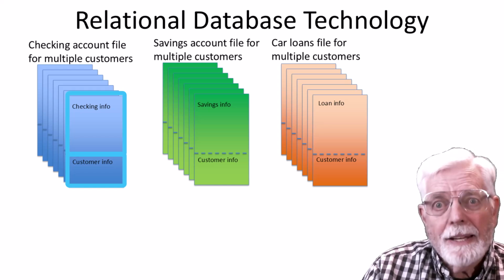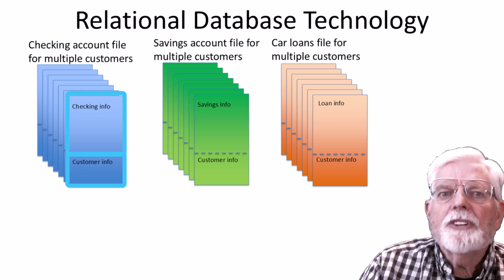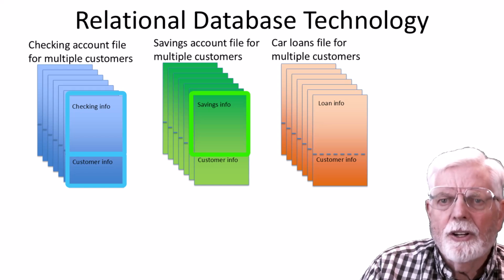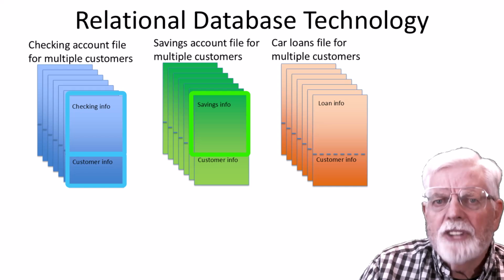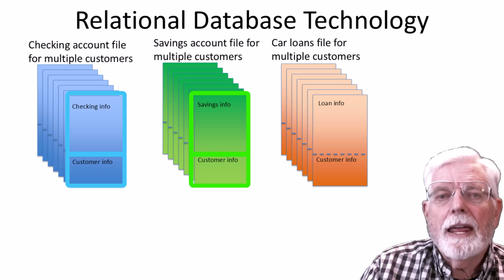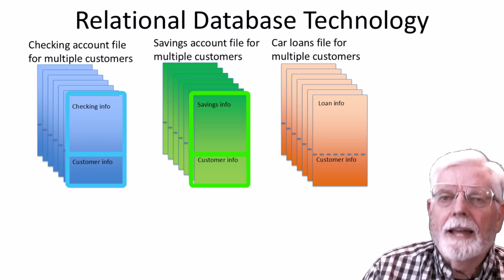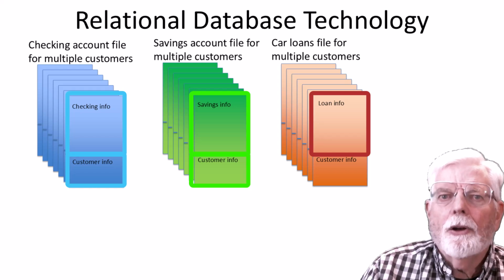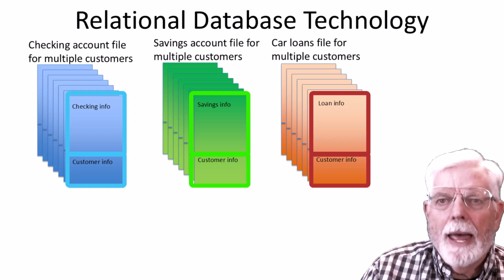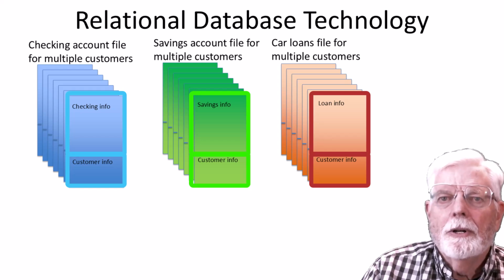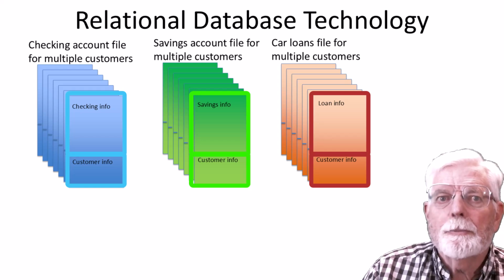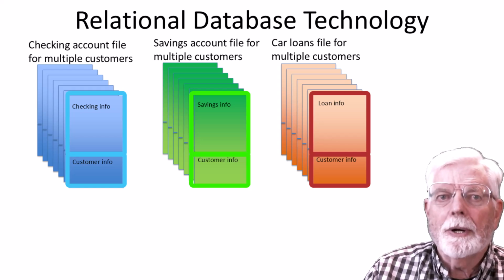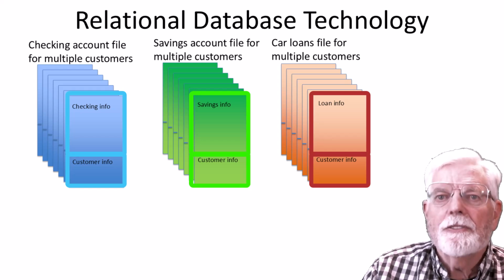Then the customer likes the bank so much, they open a savings account. The savings account contains the account number, all the savings transactions, and also the customer's name, address, phone number, and social security number. The customer really likes the bank and gets a car loan. The car loan information also contains the name, address, phone, and social security number. There is a lot of duplicated information since each account contains the customer's name, address, phone number, and social security number. What happens when the customer moves across town and submits a change of address?